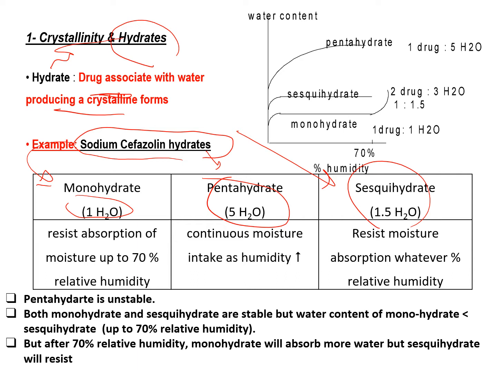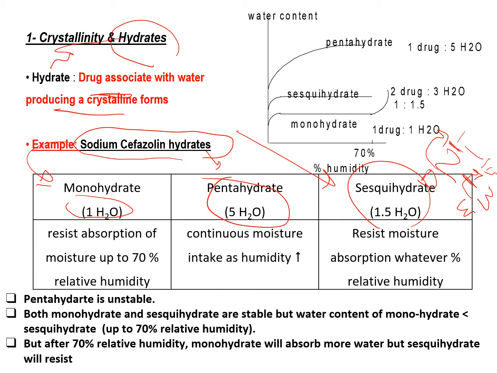Of course, we don't have 0.5 molecule. So sesquihydrate is made like that: 2 molecules of drug are bound to 3 molecules of water. So the share of each molecule of drug is 1.5 when you divide this by 2 and this by 2. So 2 molecules of drug are bound to 3 molecules of water.